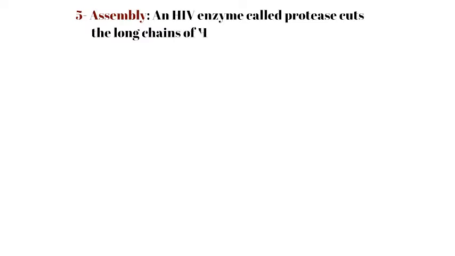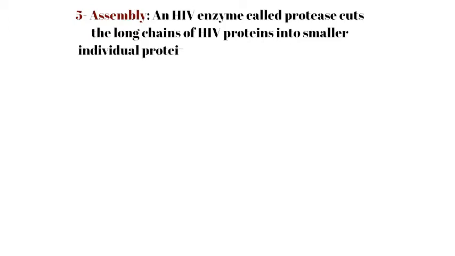After the transcription of the genomic material of the HIV has taken place in stage 4, these will assemble, and an HIV enzyme called protease cuts the long chains of HIV proteins into smaller individual proteins.